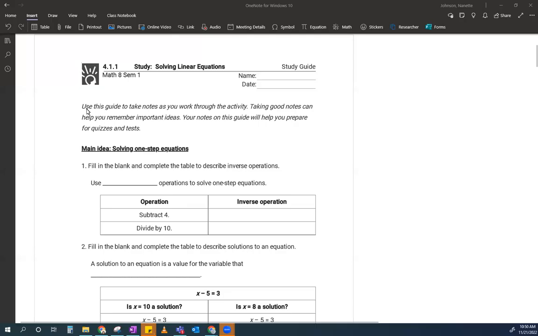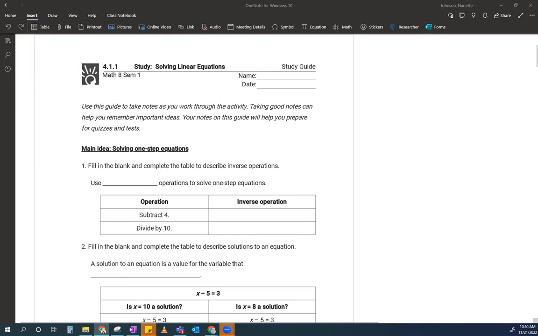Okay, so we're going to go over 4.1, which is solving linear equations. When you're solving linear equations, you're really just thinking, what number will make this equation true? In this variable down here, we're looking for what number will make it true. And that's actually what a solution is. A solution is just a number that makes an equation true.